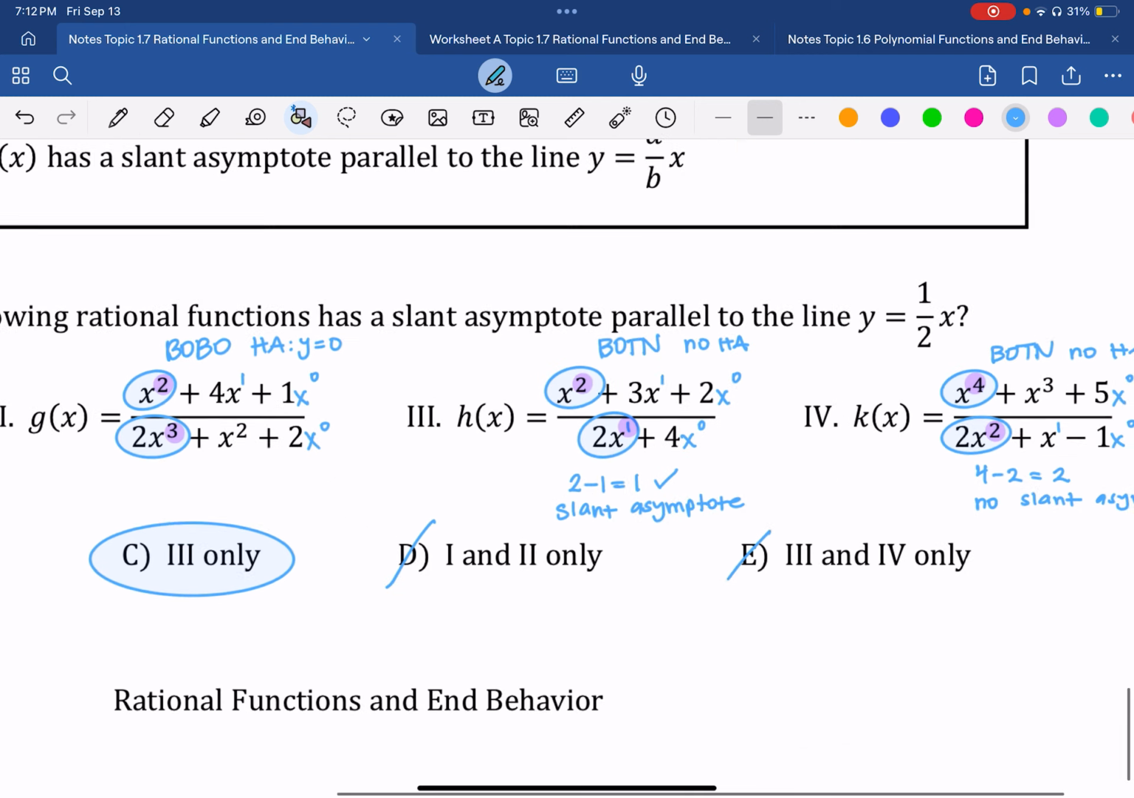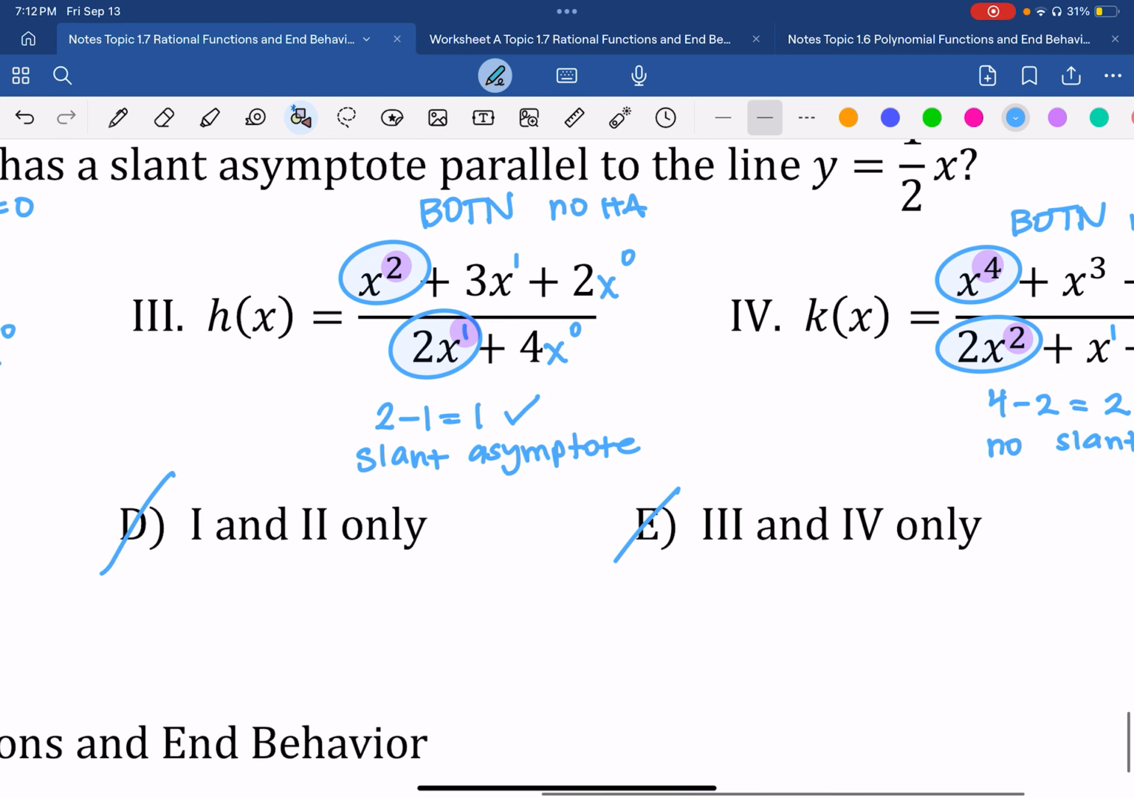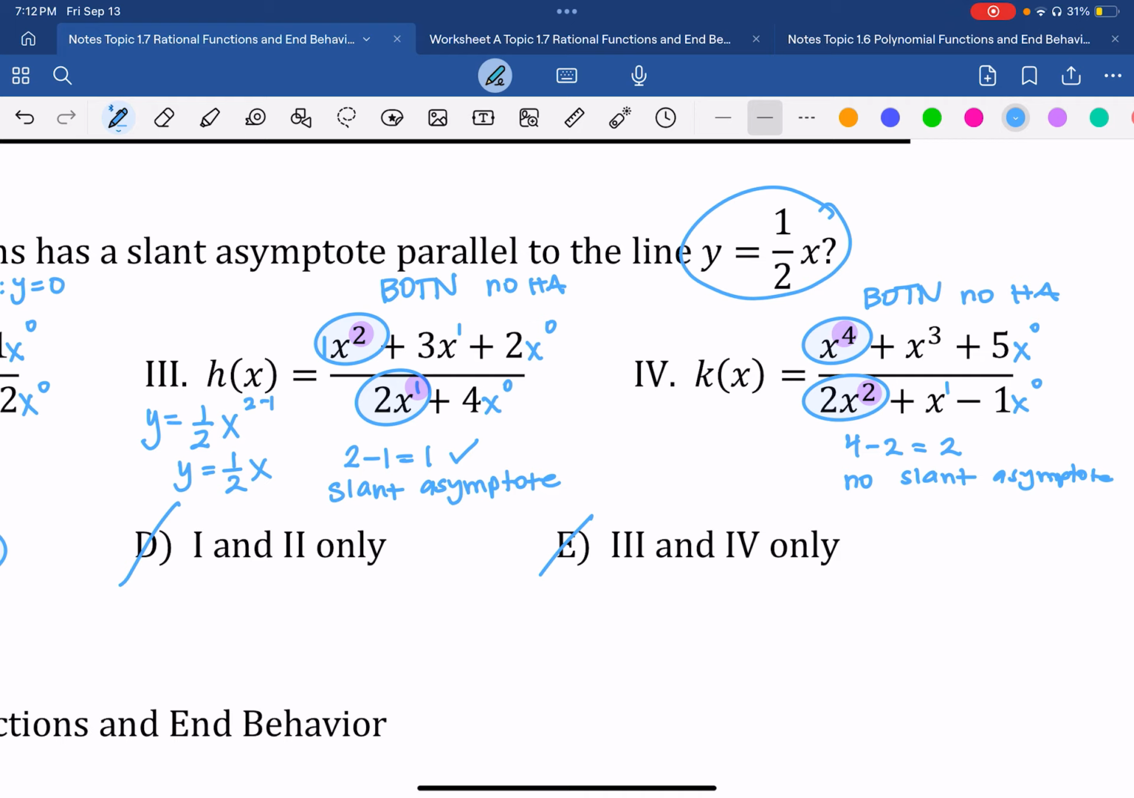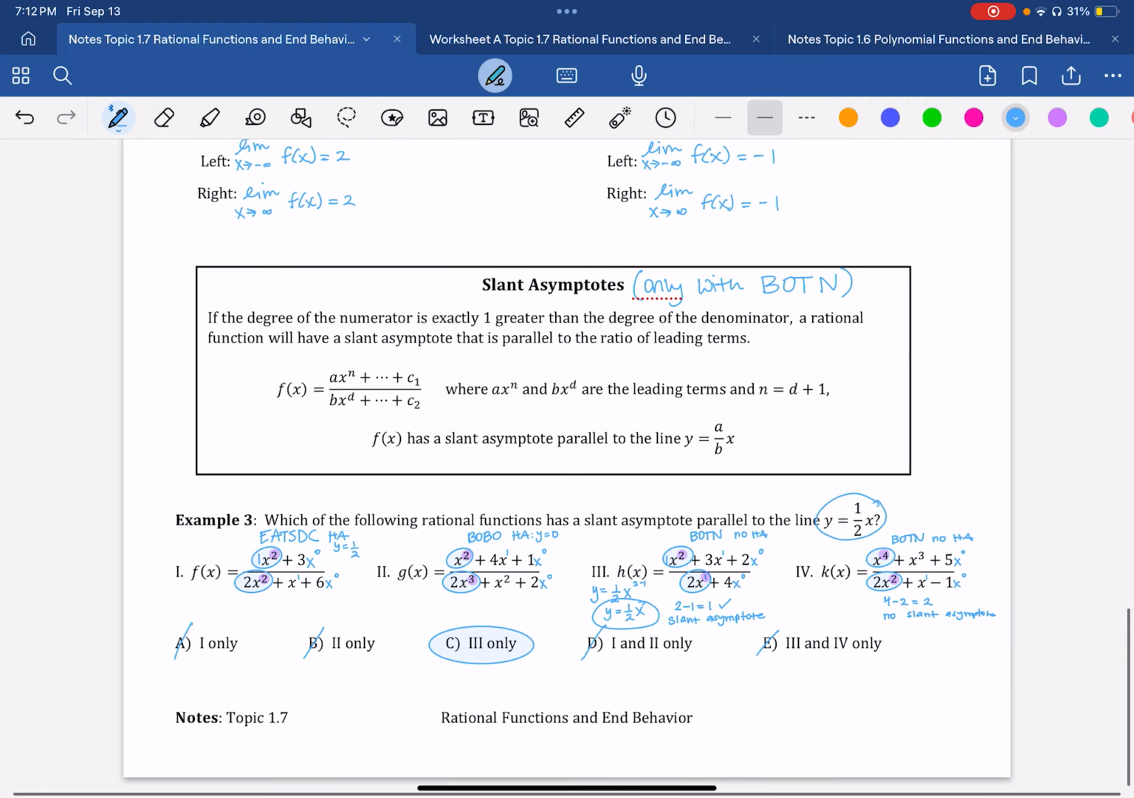Okay. And if we wanted to do this one all the way, remember it's when you divide the coefficient. So we have 1 here. So this would be approaching y equals, you divide the coefficient, which is 1/2, and then you subtract the exponents 2 minus 1. So this would be 1/2 times x, and then 2 minus 1 is just 1. So these are the same. Okay, so that's why 3 is the only answer there.